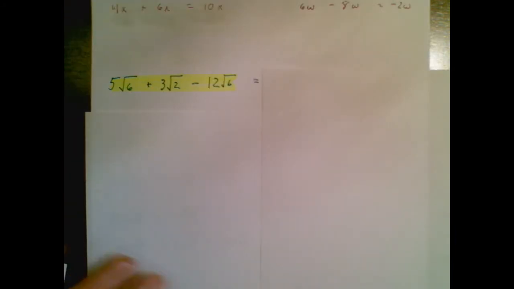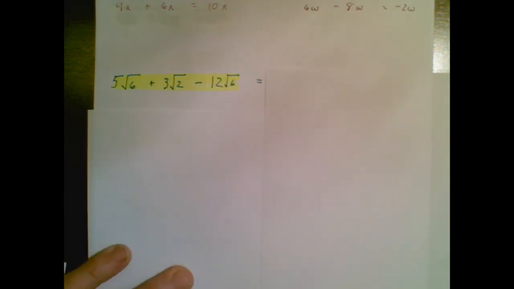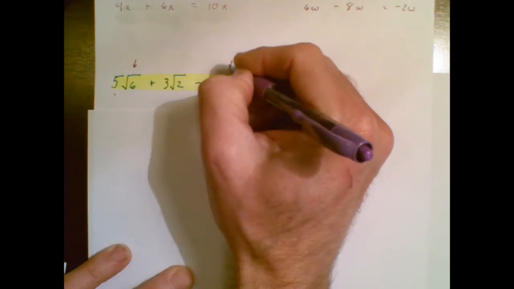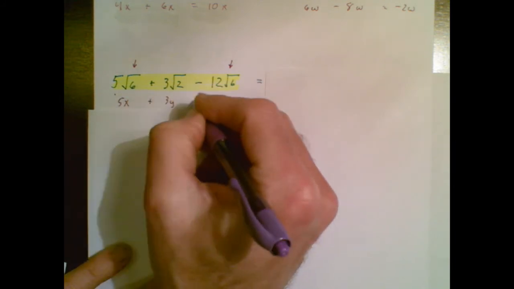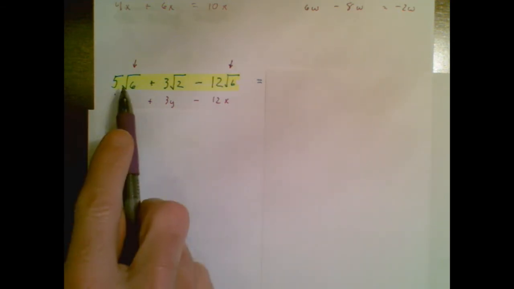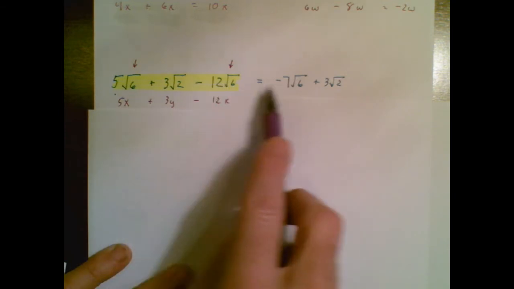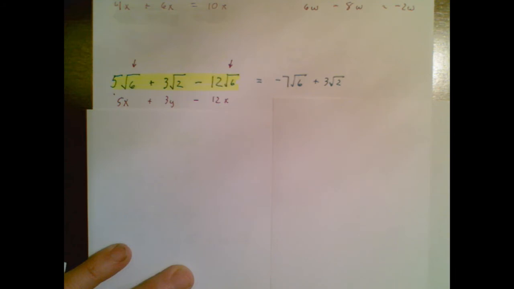Now in this example, you have to start doing a little bit of thinking because you notice I have a square root of 6, then we have a square root of 2, then we have a square root of 6. I would say that these two you can consider like terms. You can consider this to be like a 5x plus a 3y minus a 12x. If you had this situation back in your old-fashioned algebra days, you would put these two terms together. Likewise, these are like terms, so I'll put these two together, and this one will just come along for the ride. A 5 minus 12 is negative 7, and there you have your simplified radical expression.